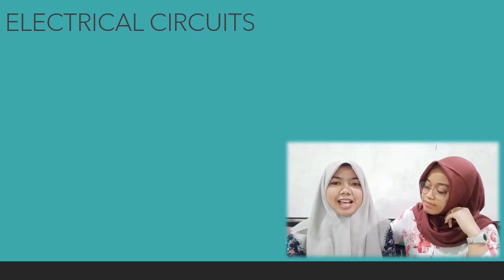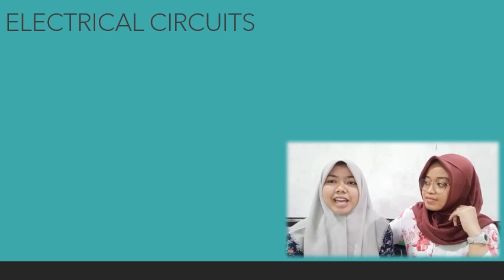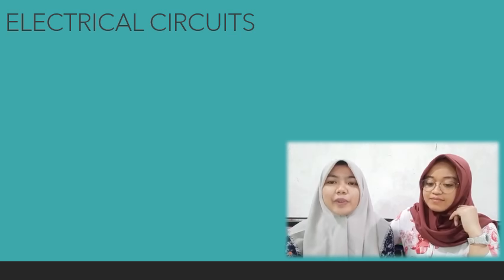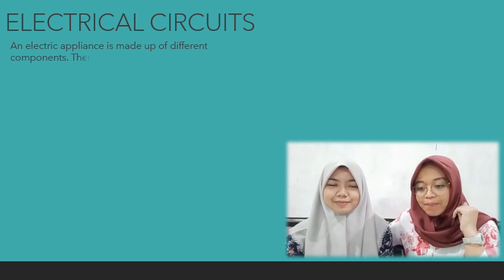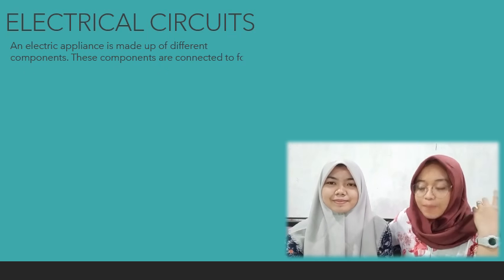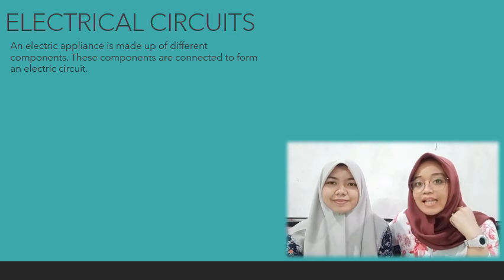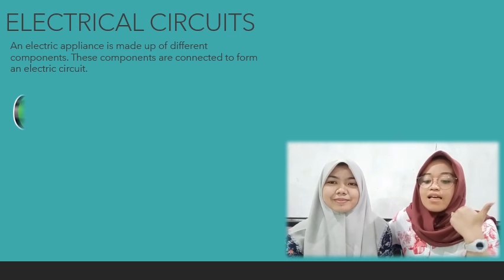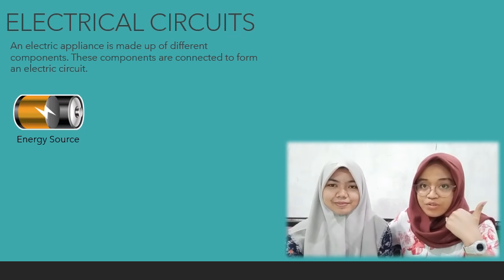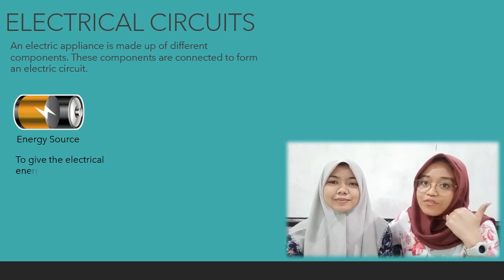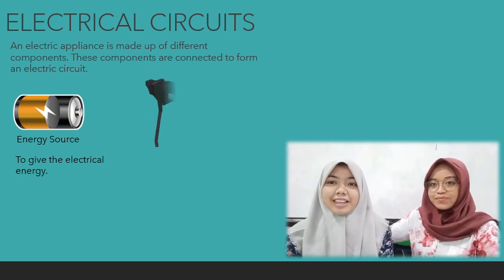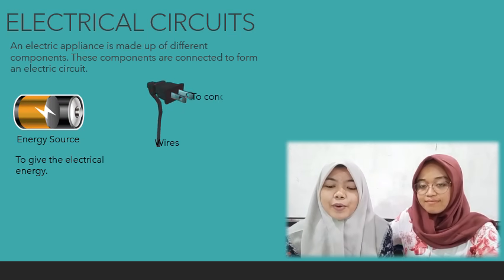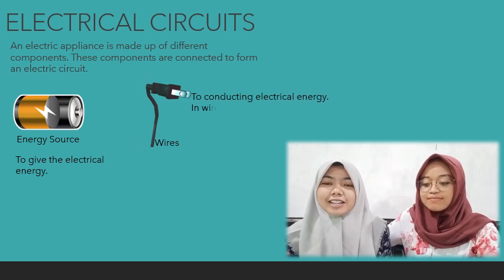Thank you. Okay, now ma'am will discuss the next material. The next material is electrical circuit. An electrical appliance is made up of different components. These components are connected to form an electric circuit. First, there is the energy source, to give electrical energy. Second is wires. Wires conduct electrical energy.